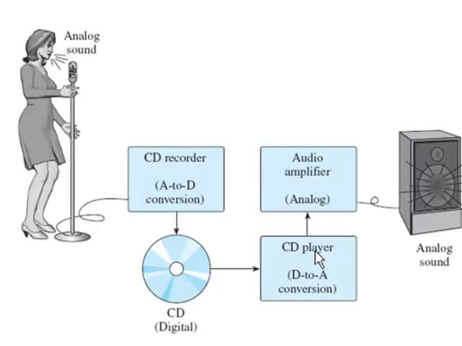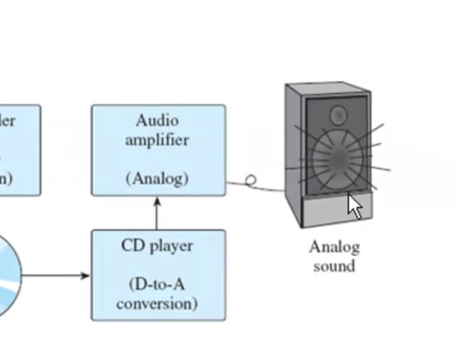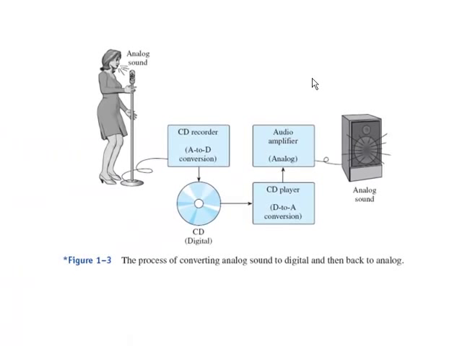Now we have an analog value that has to go into an audio amplifier, which boosts the value of the signal so a human can hear it and play it out through a loudspeaker, which then produces the pressures in the room at a louder value or an amplified level.